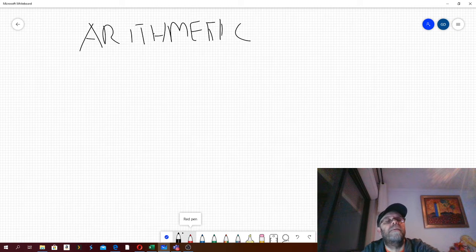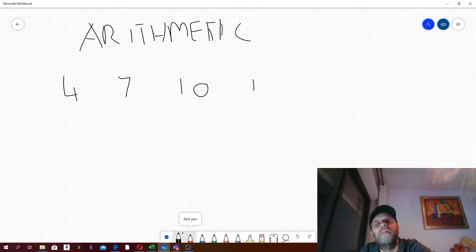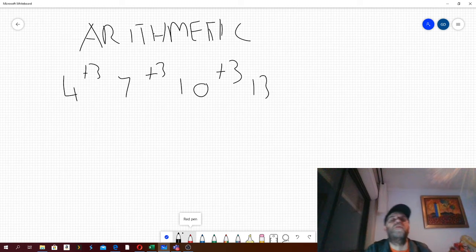Okay, so if I take the numbers, for example, let's take 4, then 7, then 10, then 13, you can see that to get from the one number to the other, I have the same value between them. So that if I said 7 minus 4, I'd get 3. And if I said 10 minus 7, I'd get 3. And 13 minus 10 is 3. The difference between each successive term is the same as the last one. So that's what makes it an arithmetic sequence.